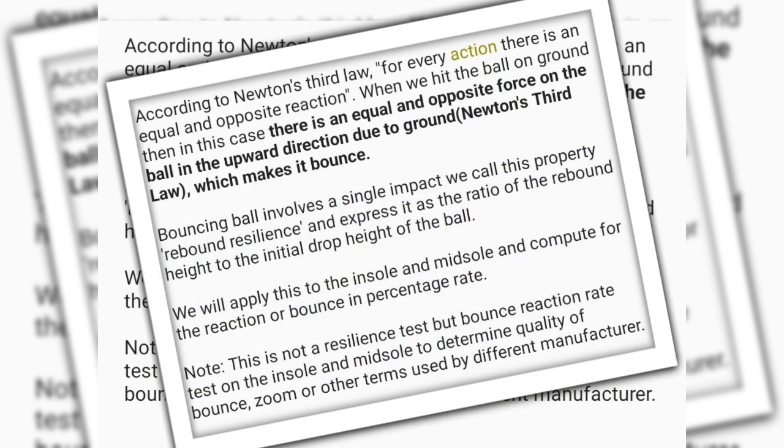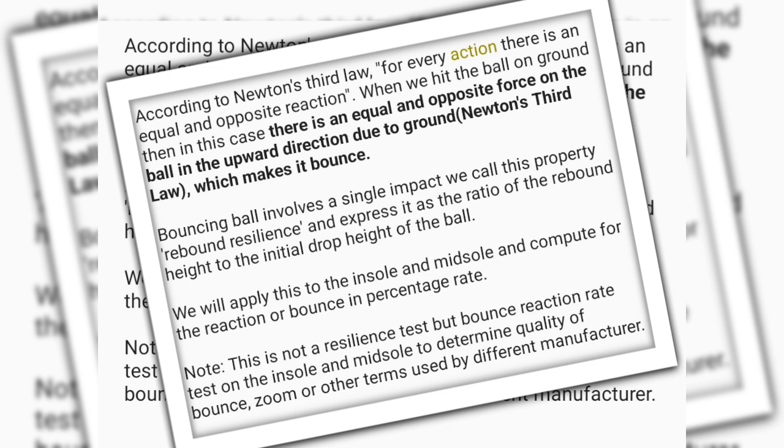According to Newton's third law, for every action there is an equal and opposite reaction. When we hit the ball on the ground, there is an equal and opposite force on the ball in the upward direction due to Newton's third law, which makes it bounce. Bouncing ball involves a single impact.